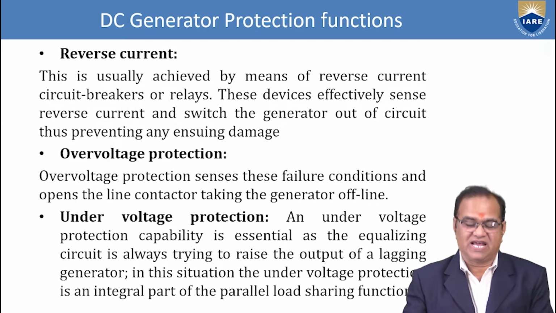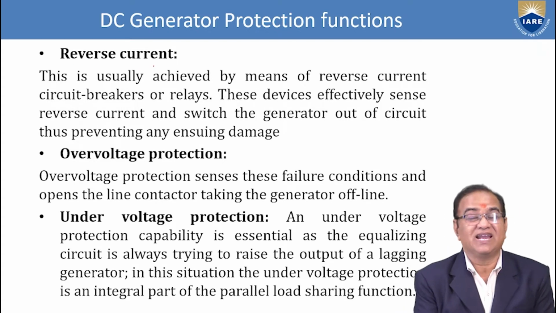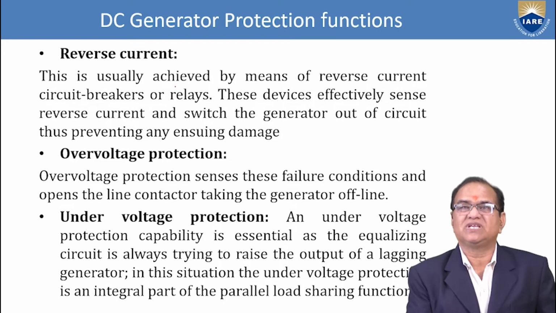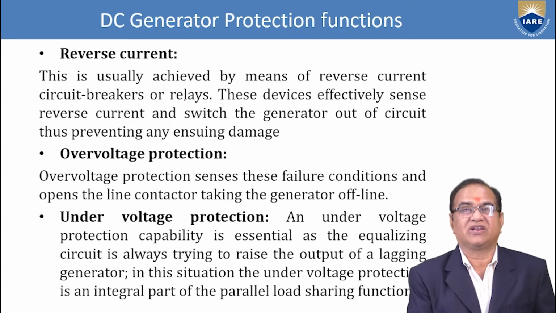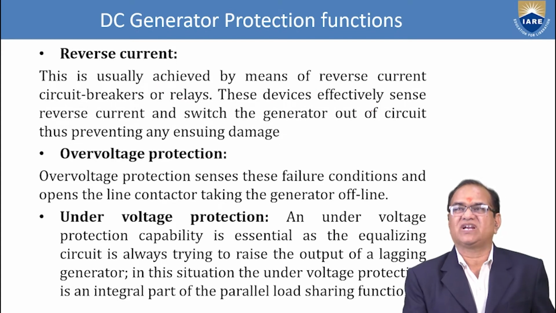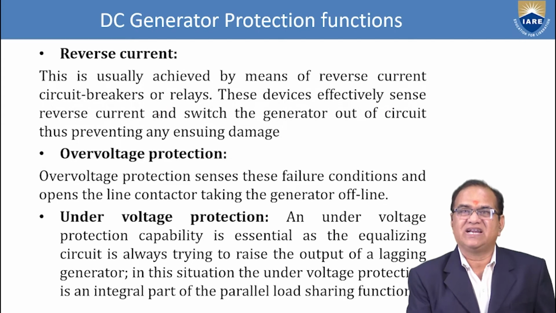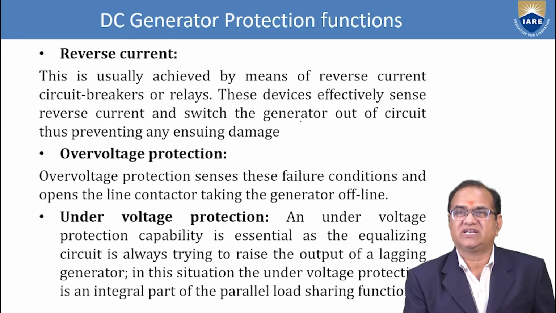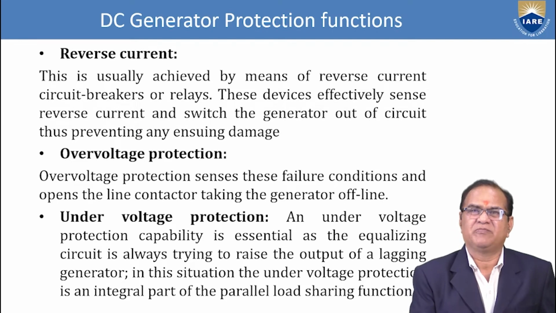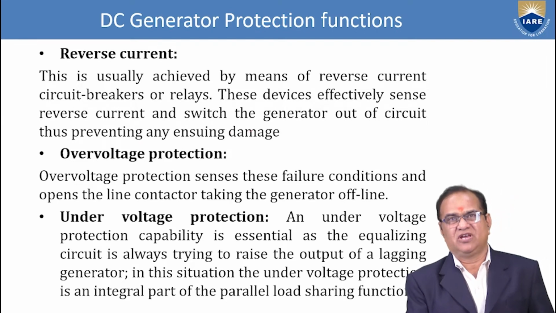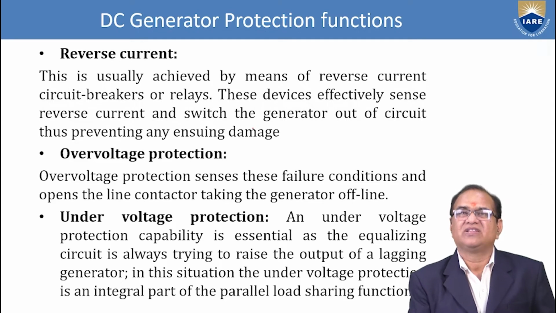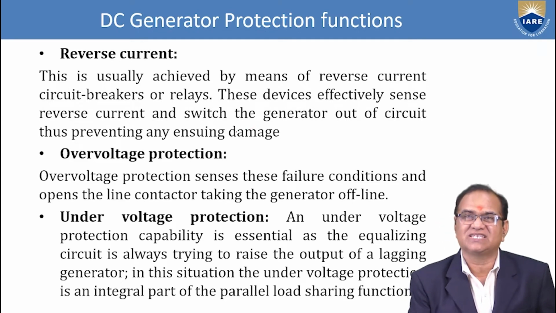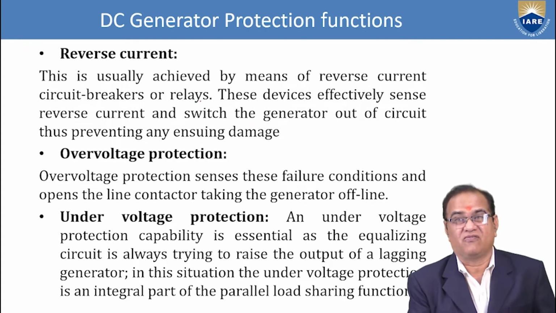First is reverse current. Reverse current relays are there, and this is usually achieved by means of the reverse current circuit breaker or the relays. These devices effectively sense reverse current and switch the generator out of circuit, thus preventing any ensuing damage. We might have seen that in our homes also, we nowadays have circuit breakers. If the current is trying to move in the opposite direction, the circuit breaker will cut off.